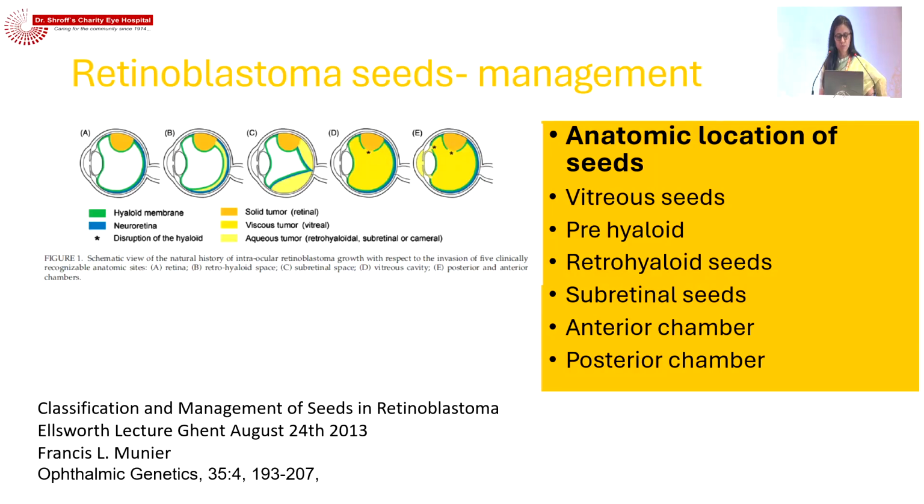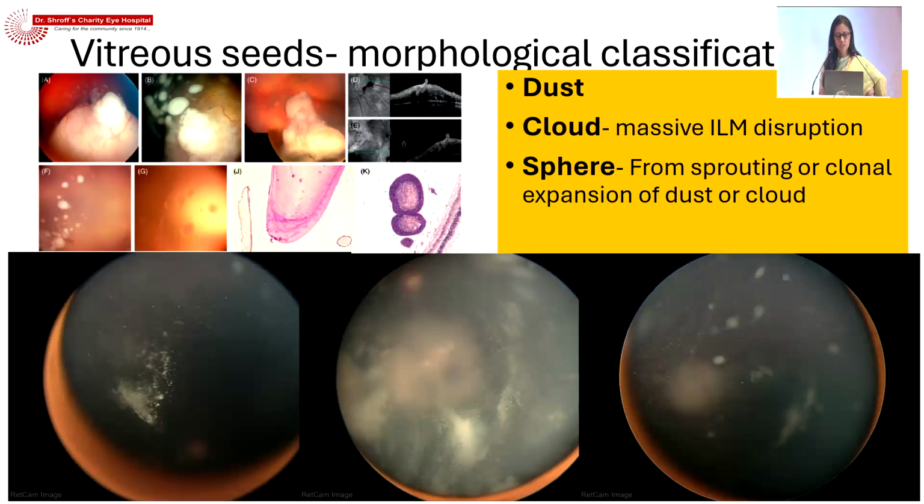So this was Dr. Munir's work, where the seeds have been classified based on the anatomical location, as well as based on the morphology into dust, cloud, and sphere, and we are all aware of those. For a cloud, probably the dose of intravitreal and the frequency of intravitreal are going to be much more than what we do for a dust.